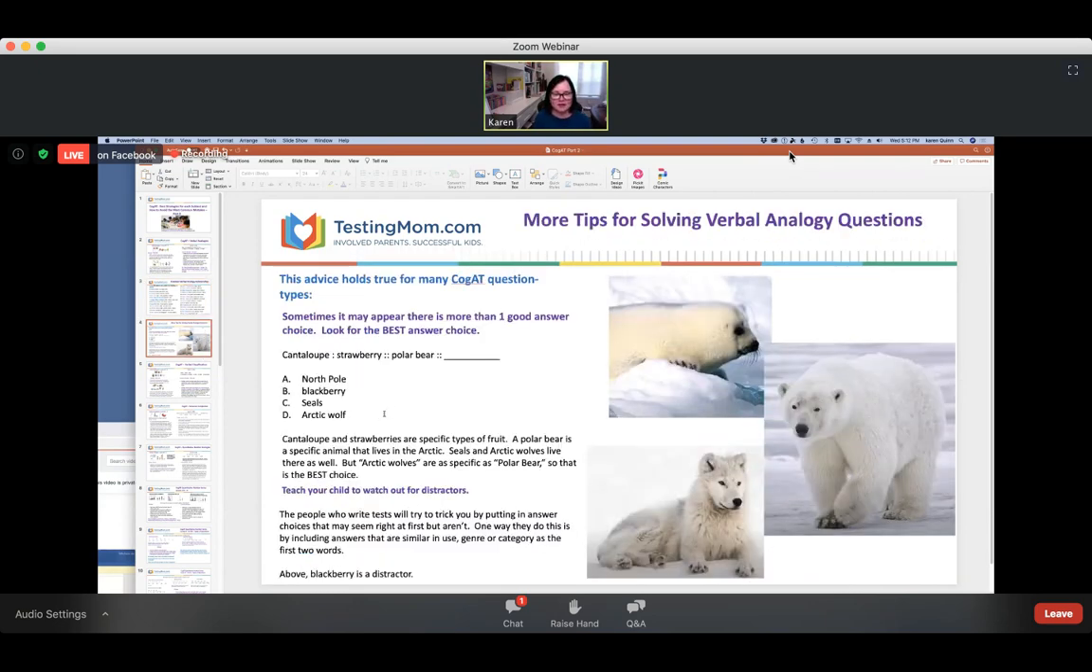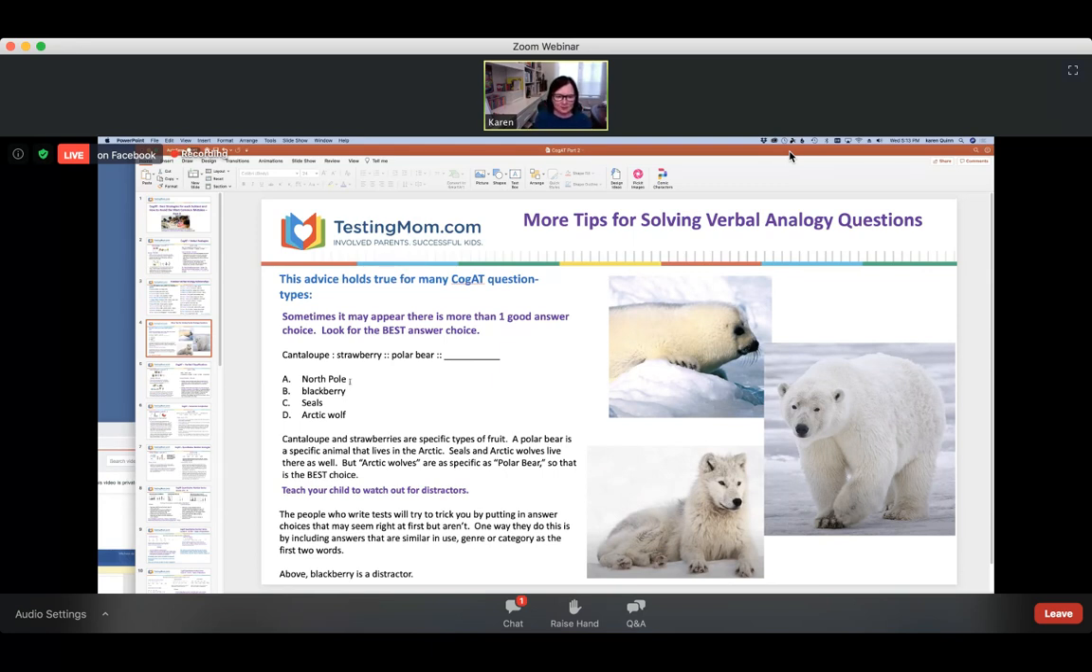So let's look at one more example of some advice for verbal analogy questions, but this advice that I'm about to give you actually holds true for many other types of CogAT questions. And that is that sometimes you're going to see that there looks like there might be more than one answer choice that is possible for a question. And when that's the case, just remember that you are looking for the best answer choice, and you're going to have to make a judgment call.